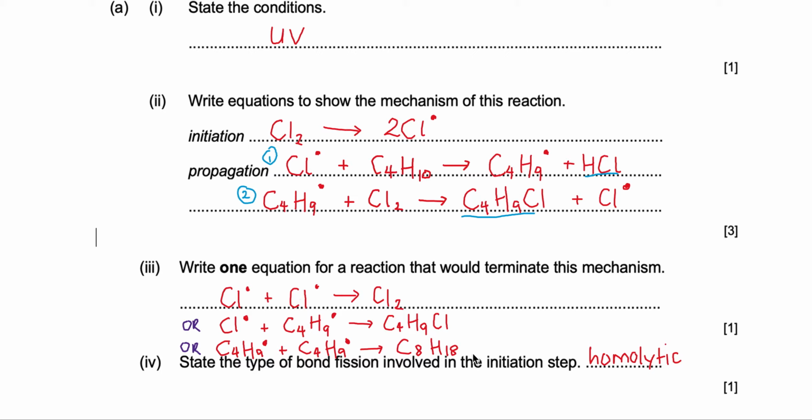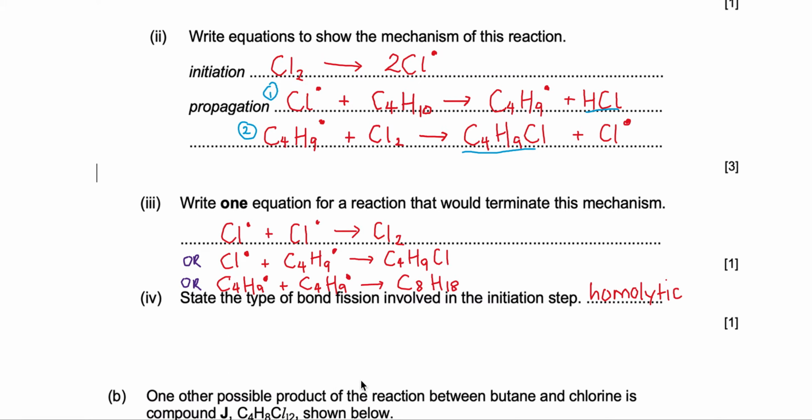Right, the type of bond fission involved in the initiation step. So the initiation step is where we break the chlorine-chlorine bond. And in the bond, one electron goes to each atom, and therefore it is homolytic. So anytime we form radicals, it's homolytic fission.